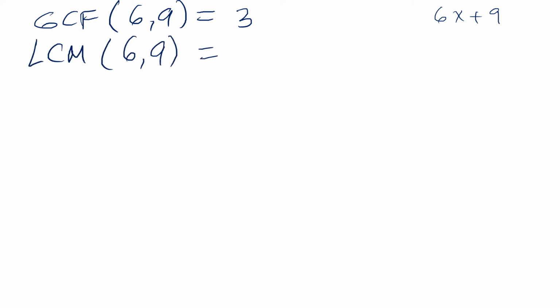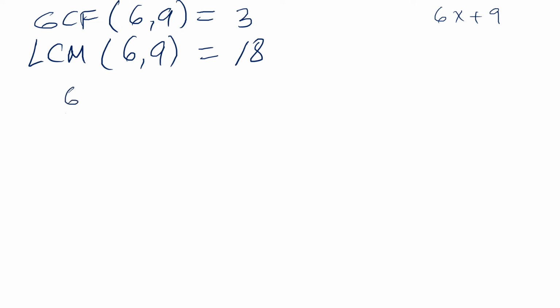For 6 and 9, you can see here that it can't be a 3, because it's a number that you can divide the 6 by, and that number you can divide it by 9. So definitely it's going to be 18. But how can we get 18?